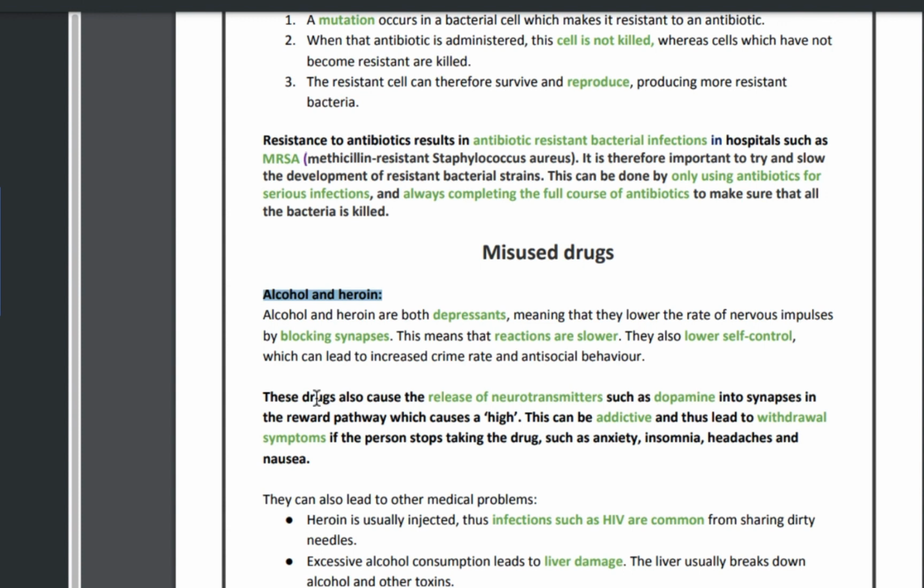So they also lower your self-control. You can no longer control yourself. You can even be doing things irrationally because these drugs, alcohol and heroin, they lower your self-control. And this can lead to increased crime rate and antisocial behavior. So you begin to have social vices in such societies where everyone has access to these drugs. Everyone drinks a lot of alcohol or heroin.